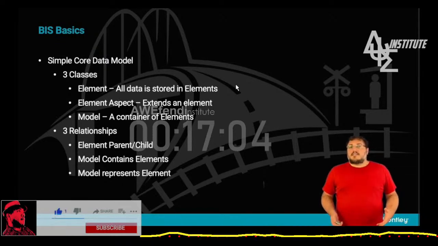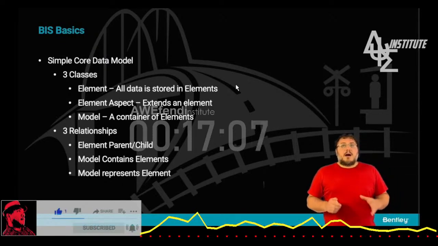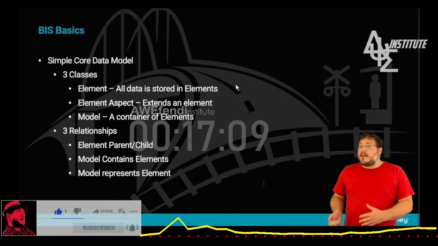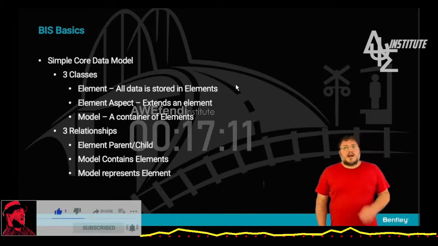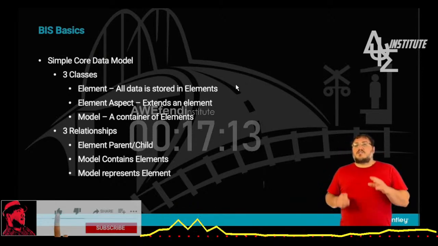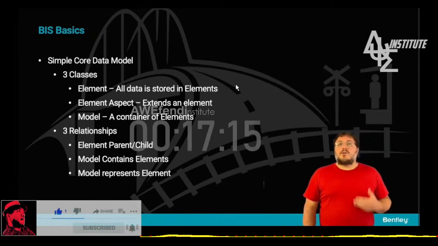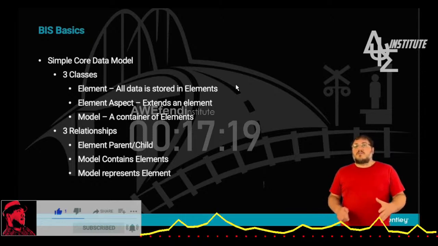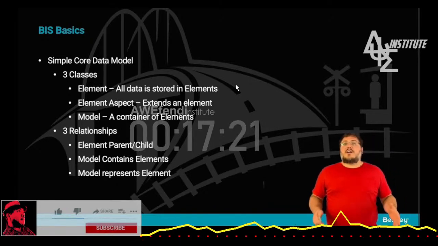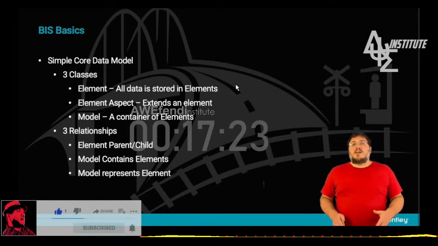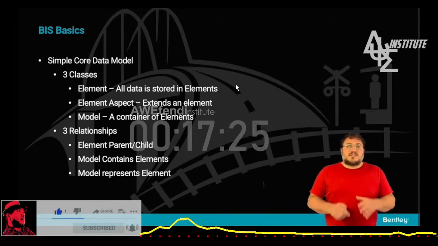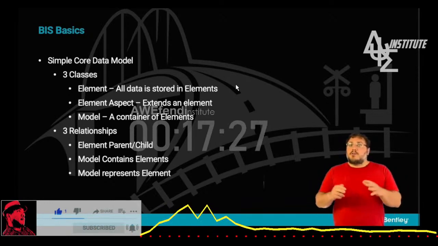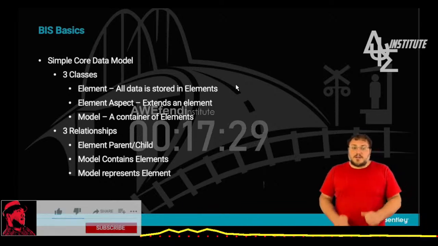The final class that I want to talk about is model. Model is a container for elements. So every element exists within a model. On top of these three classes, there are three relationships that are really important when you think about how the data is organized and structured inside of an iModel. The first one is the element parent-child relationship. This lets you build assemblies of elements. So you can take a bunch of small components and build them together into one larger assembly.